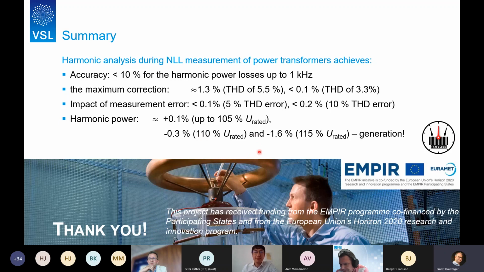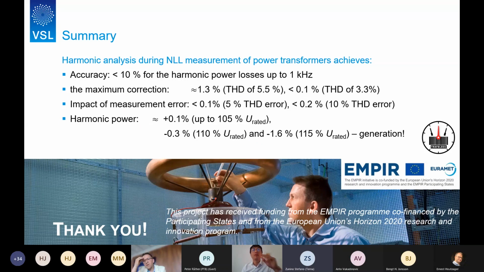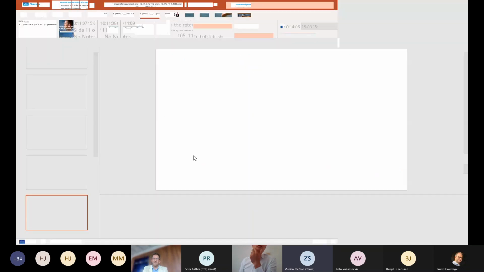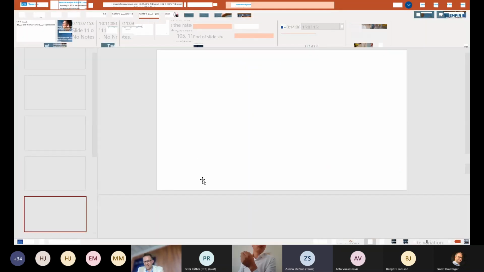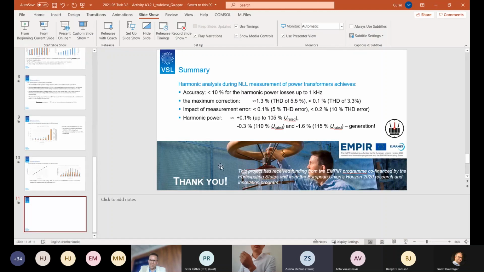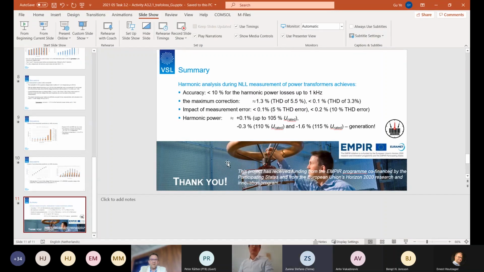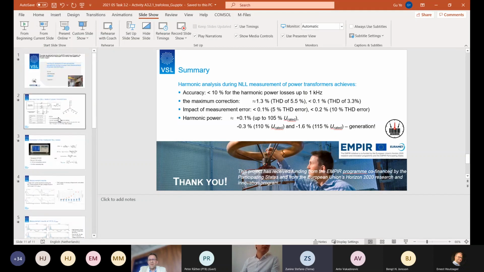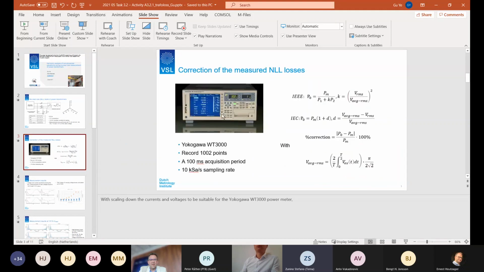First of all, thank you for your very interesting presentation. I would like to ask you, based on your experience, which is the best correction formula for the no-load losses? Because you have shown that there are some differences between IEEE and IEC. Based on your study, is it possible to improve the correction formula, or are the present ones good?